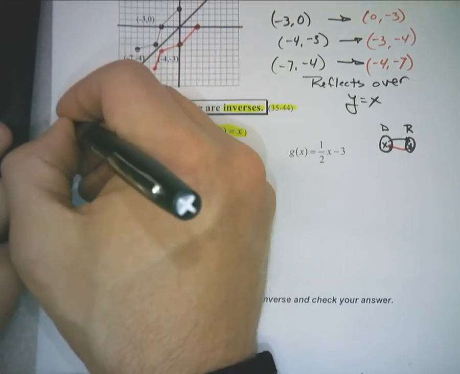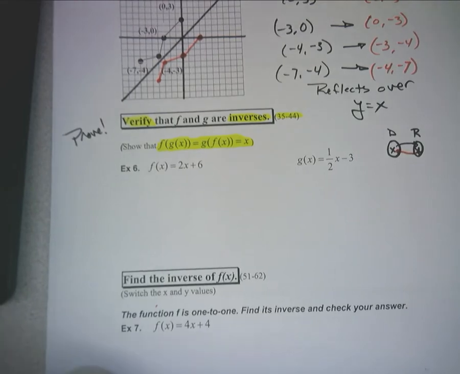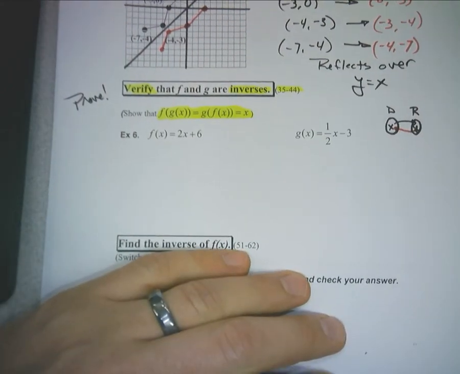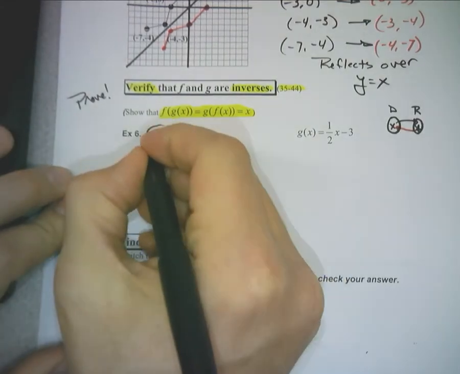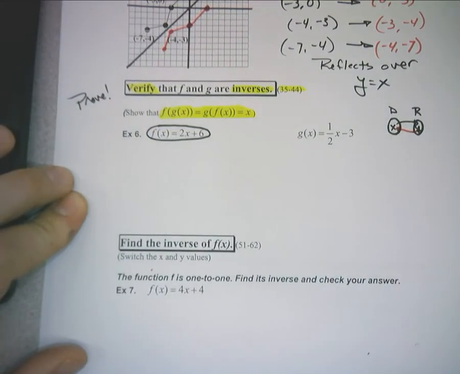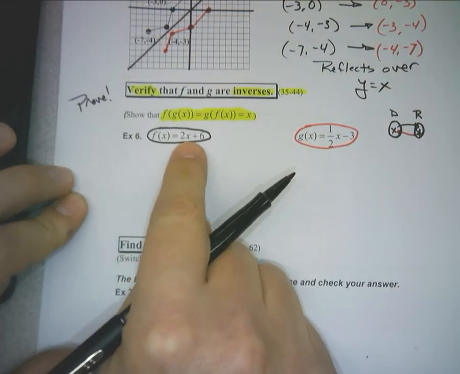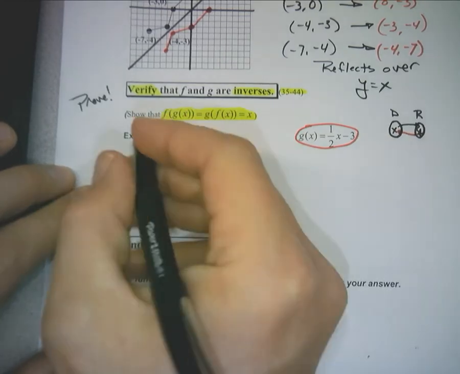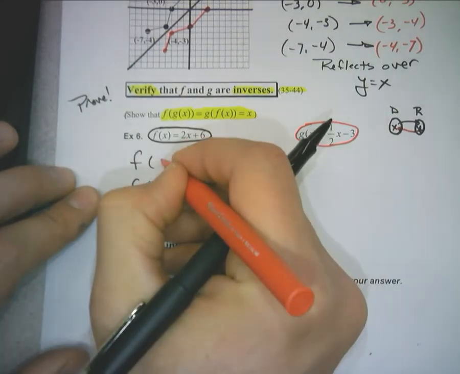So I'm going to verify, I'm going to prove that these are inverses. Okay, so we're not going to make statements and reasons like we did with proving triangles congruent. All we're going to do is a little algebra here, gang. Just like we did yesterday. This is great review from yesterday of composite functions. I've got f of x is 2x plus 6, and I've got g of x in red is 1/2 x minus 3. And I want to do f of g of x, like that.